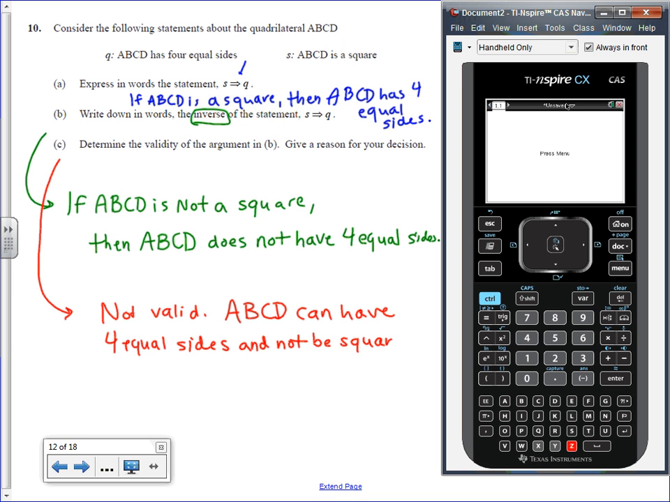For example, it could be a rhombus. And that's a sufficient explanation without drawing a truth table and having to say that it is not a tautology.